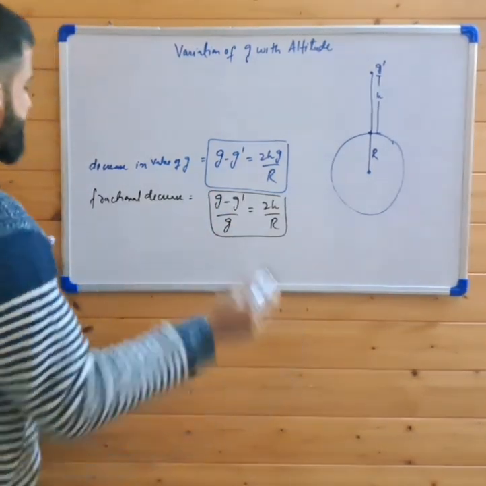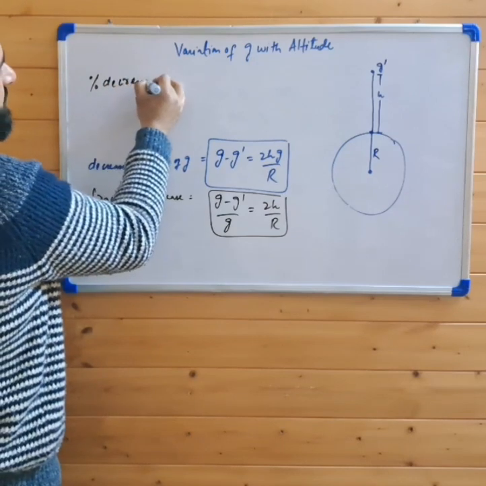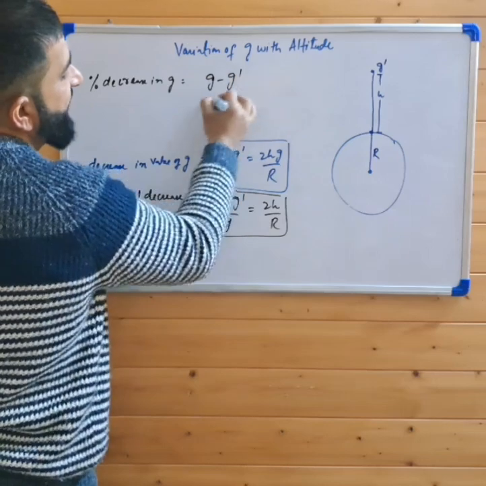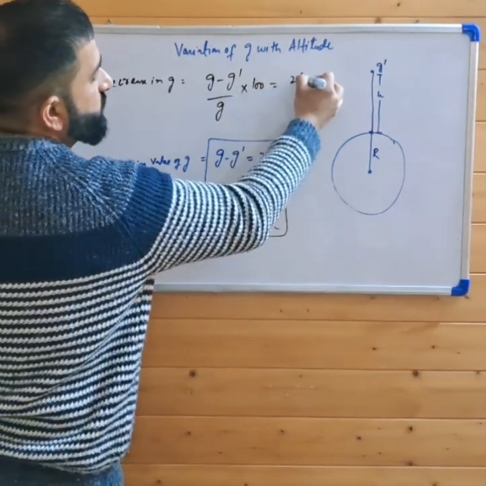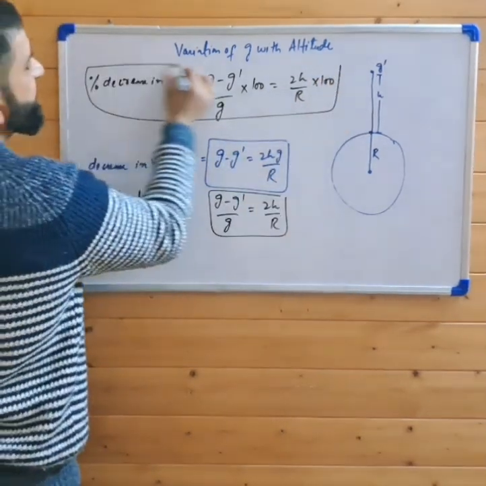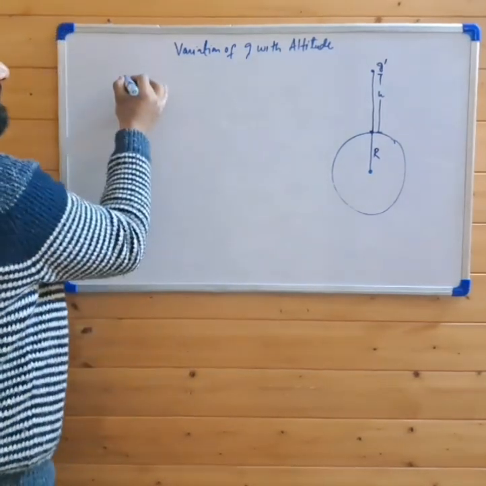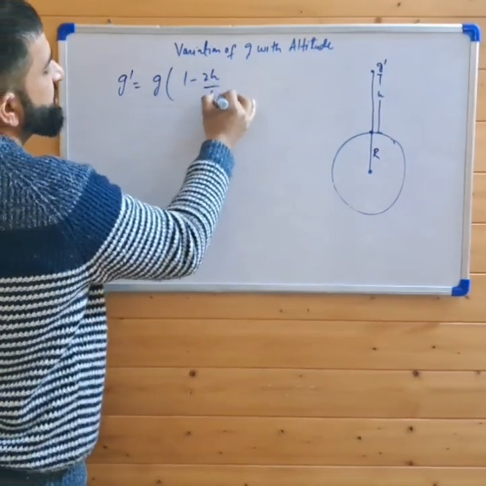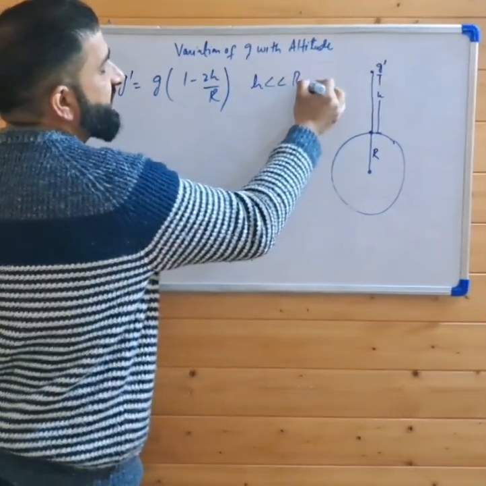Calculating the percentage decrease in g, percentage decrease in g will be equal to g minus g dash divided by g into 100, that will be equal to 2h by r into 100. This is the percentage decrease in the value of g. An important point, this equation, that is g dash is equal to g into 1 minus 2h divided by r, is valid when h is less than r.